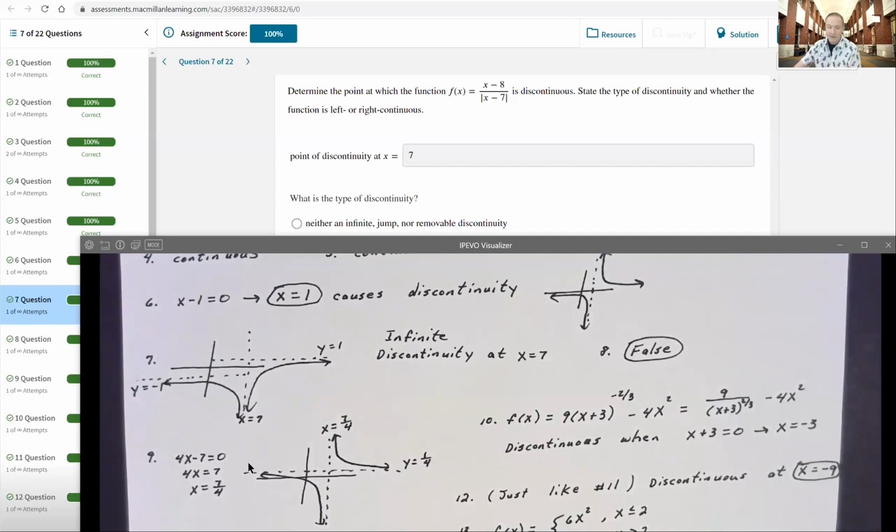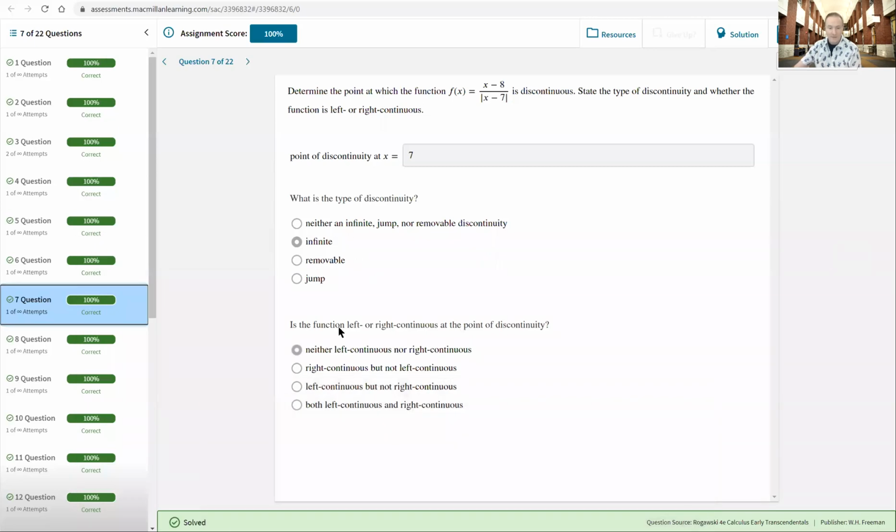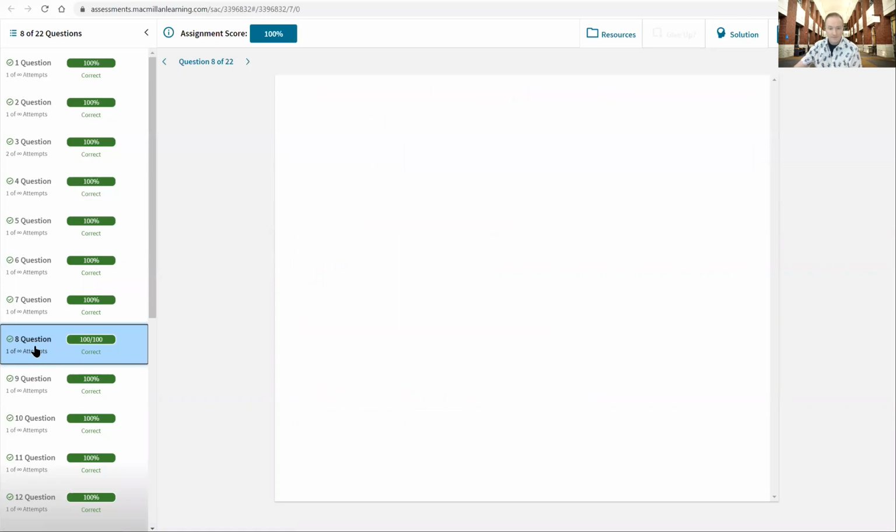I can say, well, anytime you're going to have a vertical asymptote, you're going to have an infinite discontinuity, because in this case, both the left and right-hand limits are going to negative infinity, but that is not a limit that exists. So you'd say we have an infinite discontinuity. And again, that's because f of 7 does not equal the limit from the left or the limit from the right. And so we can say there is an infinite discontinuity, and it's neither left nor right-hand continuous.